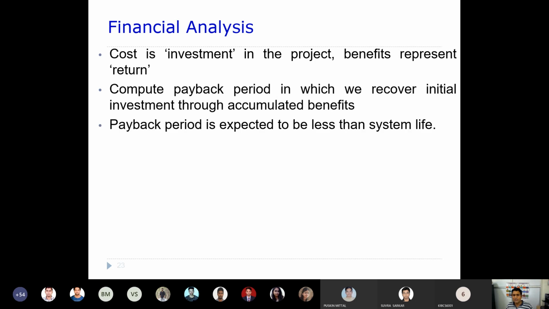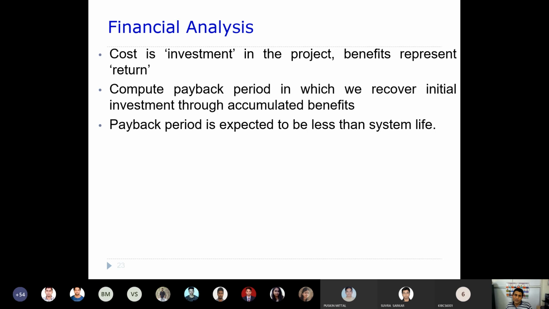So cost is the investment in the project, and benefits are the return, okay. Usually you always get the benefits in terms of return. Then compute the payback period, in which you recover the initial investment through accumulated benefits, because you invested money, right?